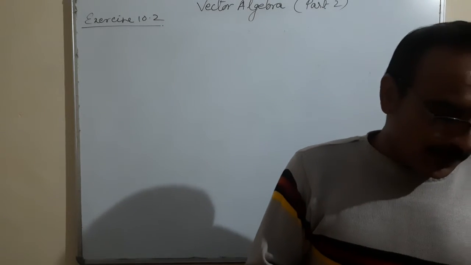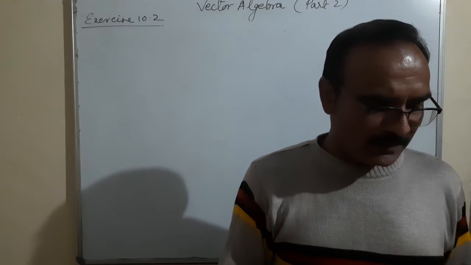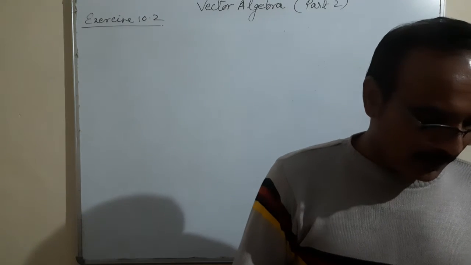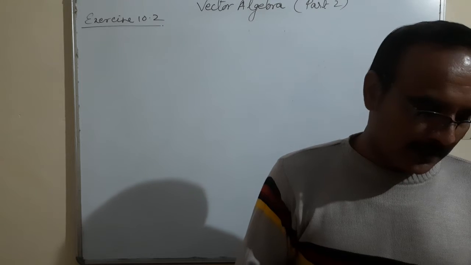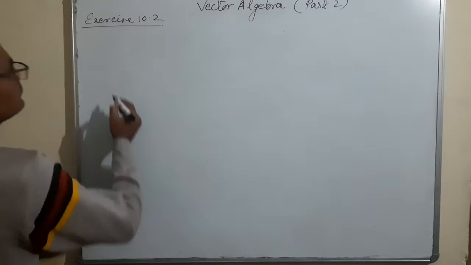Now let us see question number 6. Find the sum of the vectors. You know that sum means a plus b plus c. Simply you are adding i with j and k. So this I am leaving for you. Find the unit vector in the direction of the vector i plus j plus 2k. Find the unit vector. 7th question.